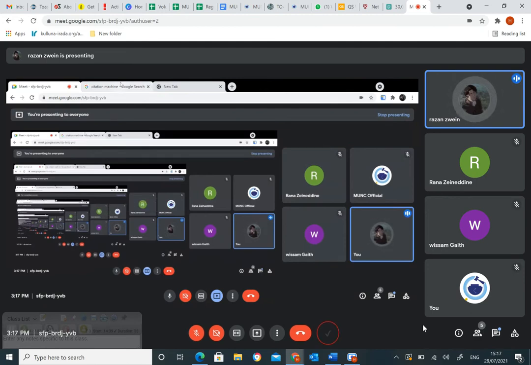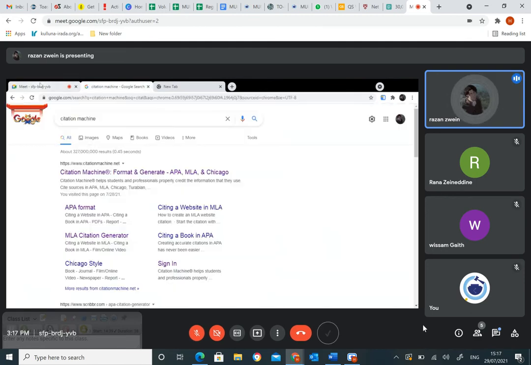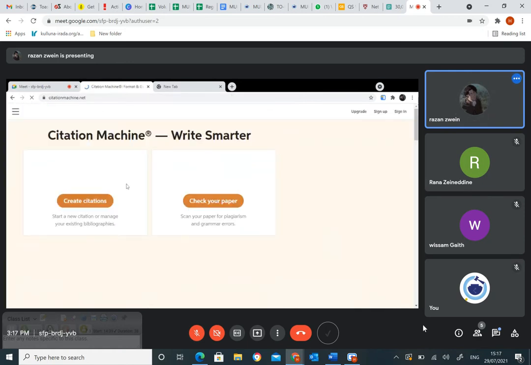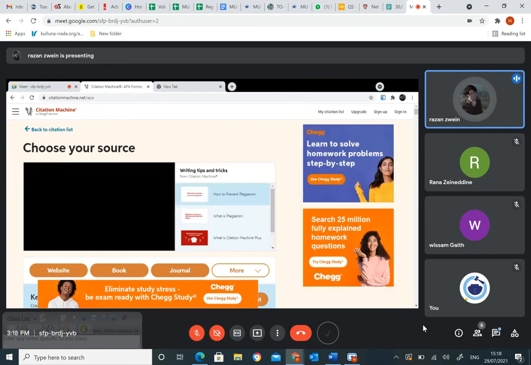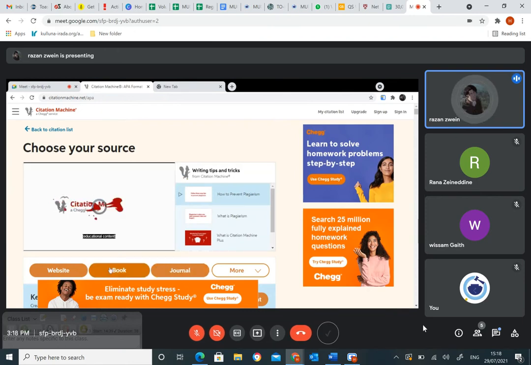So let's start with how you can cite them. MUN requires you to cite your sources with MLA citation machine. And to access that, it's really simple. You just enter citation machine on YouTube, on Google, and you click here. You have to create a citation. And so where's your link? Yani, what are you citing? Are you citing from a website? Are you citing from a book? Are you citing from a journal, a scientific journal, let's say?